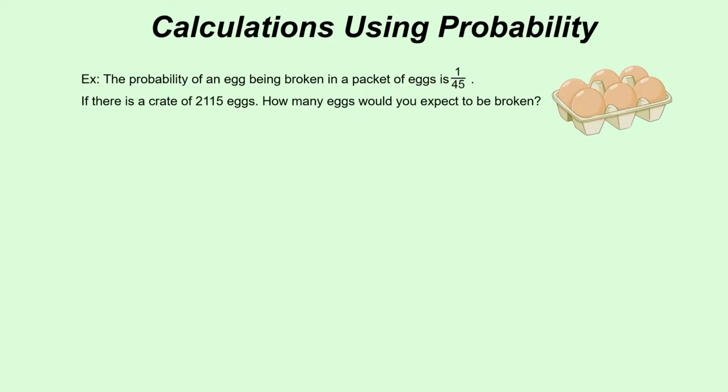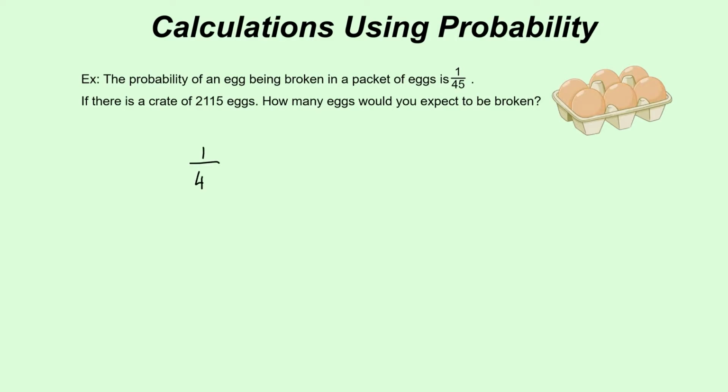So the first one we've got, the probability of an egg being broken in a packet of eggs is 1 in 45. So if there's a crate of eggs that contains 2,115 eggs, how many eggs would you expect to be broken? Okay, so basically, with your probability, you're finding a fraction of a number. That's what it's asking you to do here. It's saying 1 in 45 eggs is expected to be broken in transport or whatever. So if you have a crate containing 2,115, how many are going to be broken?